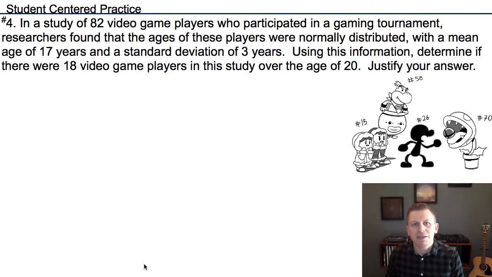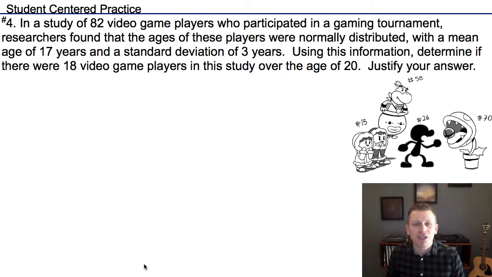This problem is about a study of 82 video game players who participated in a gaming tournament. Researchers found that the ages of these players were normally distributed with a mean age of 17 years and a standard deviation of 3 years. Use this information to determine if there were 18 video game players in the study who were over the age of 20. Justify your answer.